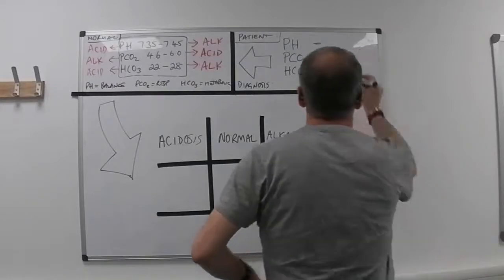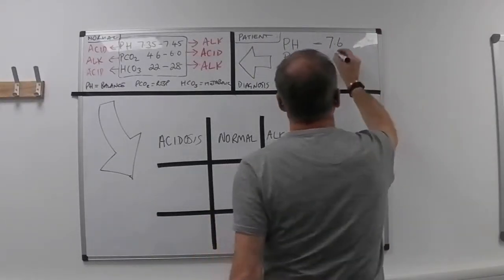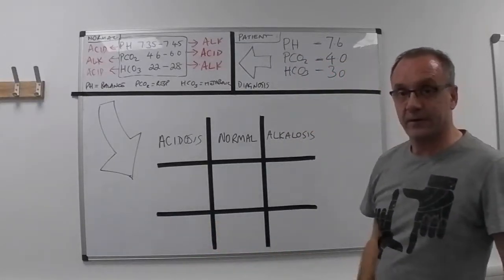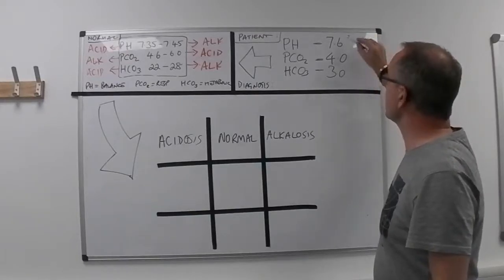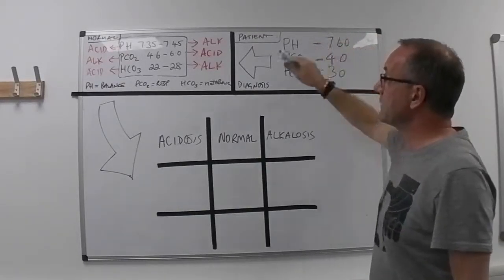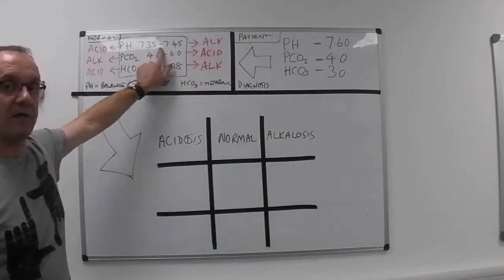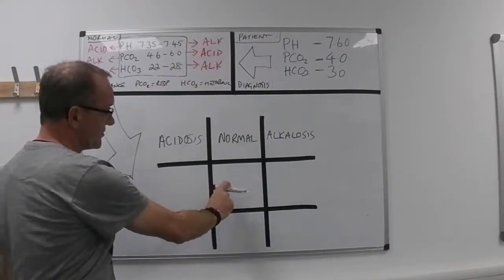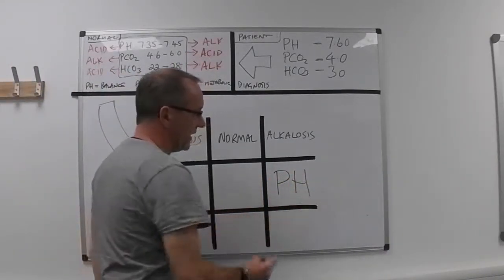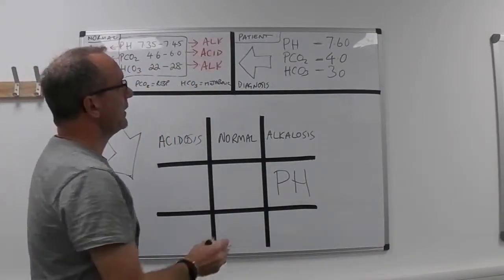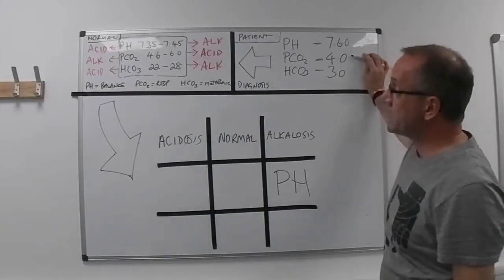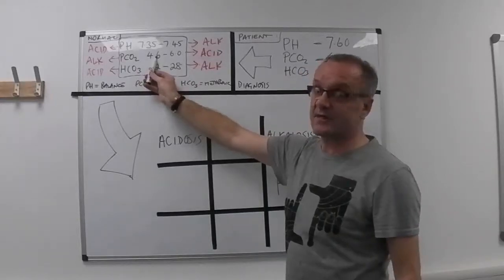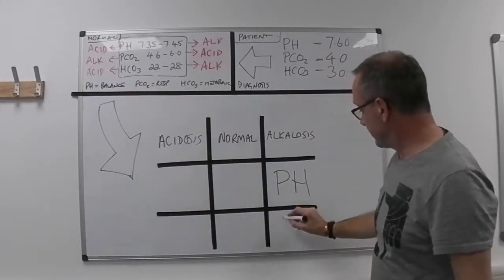Now the final one, I'm sure you know where this is going, but these are the parameters. So finally, 7.6 for his pH. We compare that to the pH over here and find it's higher than 7.45 and therefore it's alkalotic. We come down to our grid for pH in the alkalosis column. We then look at the PCO2, which is 4.0. Compare that to what we know as normal and see that it's lower than 4.6. Therefore, it is an alkalotic.